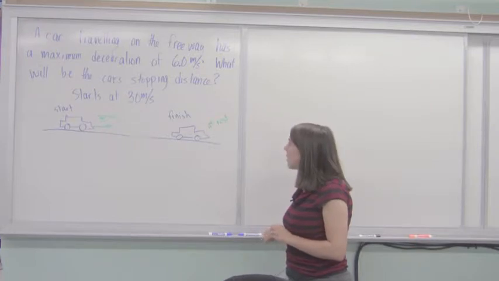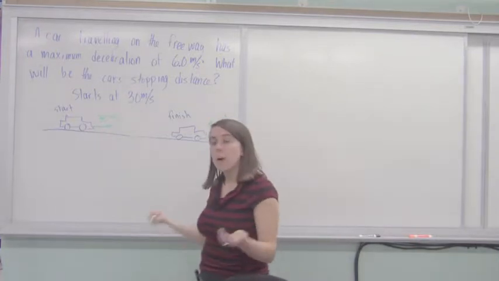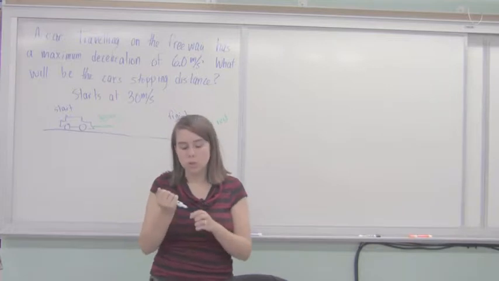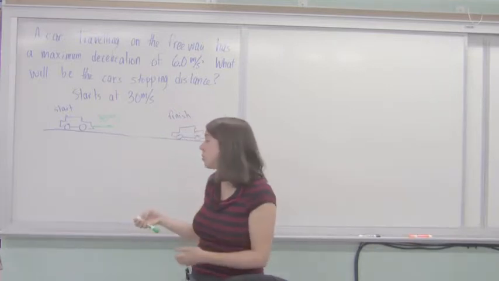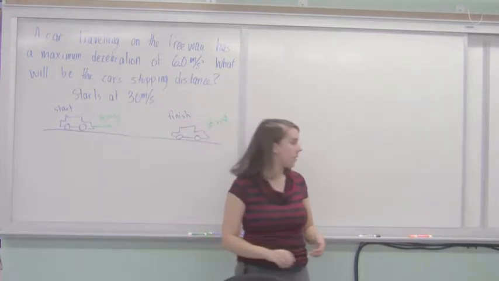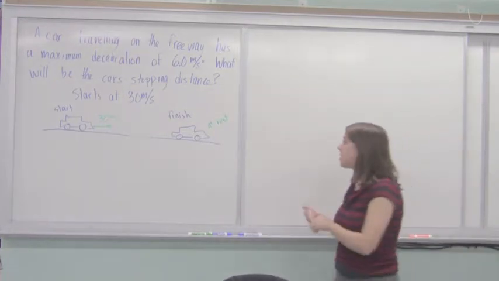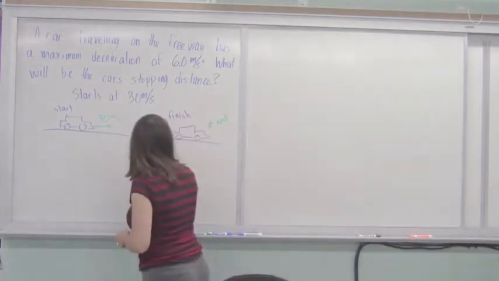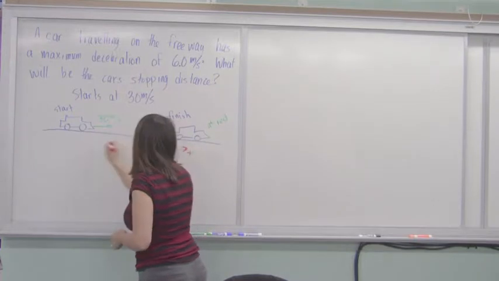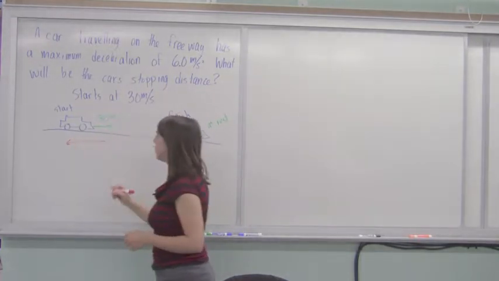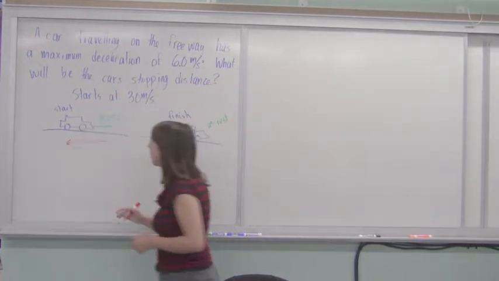All right, another thing that I like to do when I solve a problem like this is to choose a direction to be positive and choose a direction to be negative. So in this case, I'm going to say that forwards is our positive direction, backwards is our negative direction. That feels intuitive.